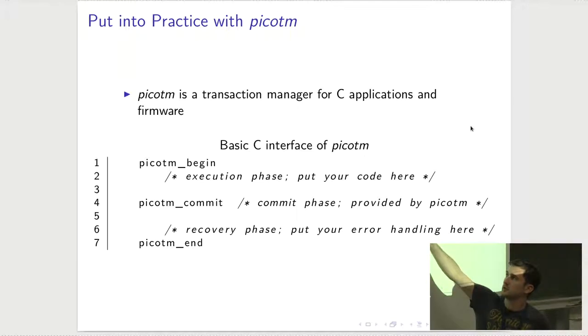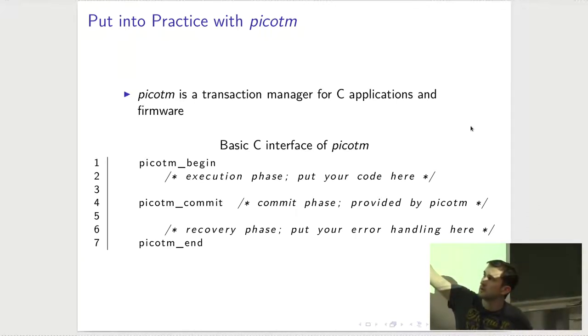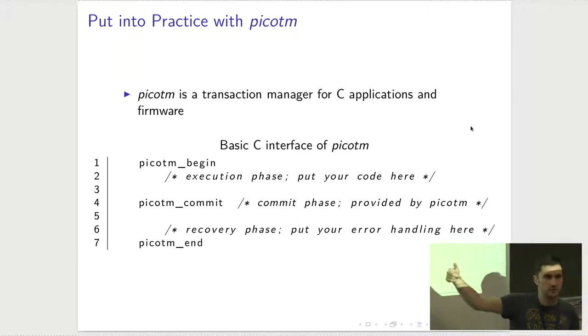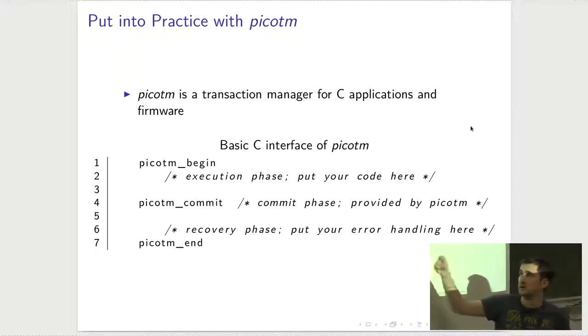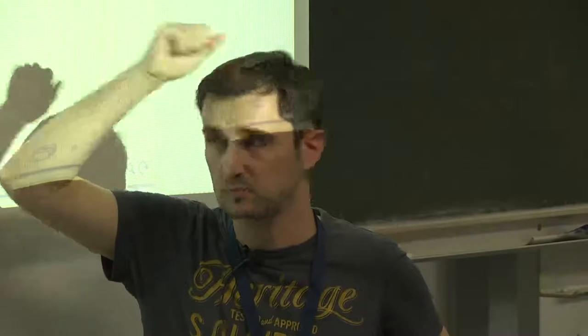When the execution is done, the commit follows. Commit is provided by the framework. And at commit time, as you would expect, the transaction gets applied to the system. And when that is successful, it becomes the new system state. And after commit, the framework goes to end. And after end, the next instruction in the C program is executed. We will have an example later, but this was much clearer.